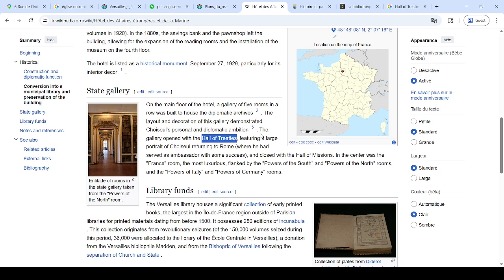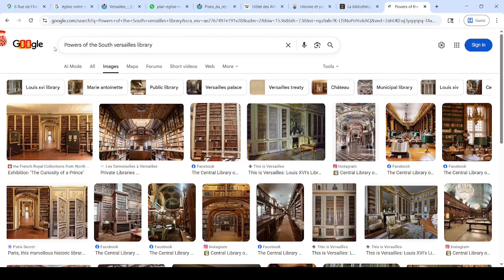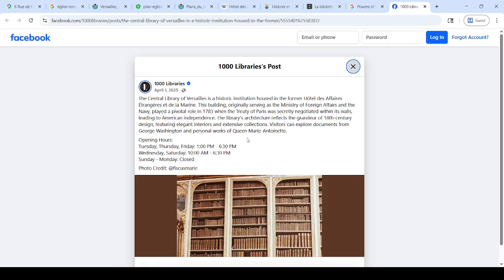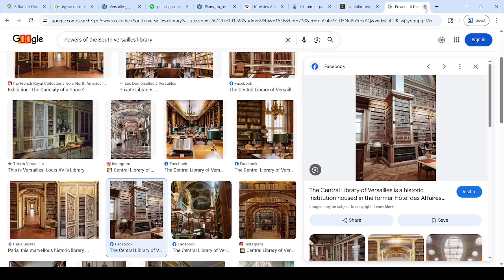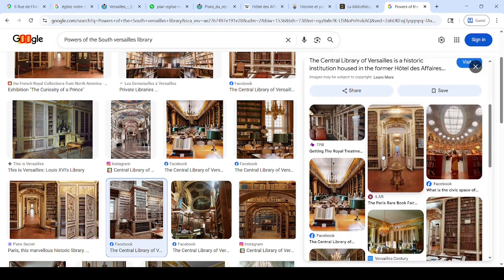Let's try this room, Powers of the South. That might be specific enough to help us find pictures. Same thing. We're getting a few images of what we know is the Versailles Municipal Library, but a few images that just are not. I know for a fact some of these are different libraries in other cities. Let's try to look at this one again. No. Yeah, it's going back to the same place. 1,000 libraries. I think that might be one of the 999 other libraries that the page is talking about.